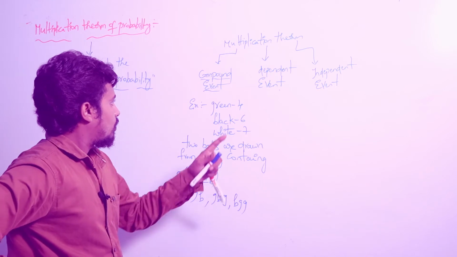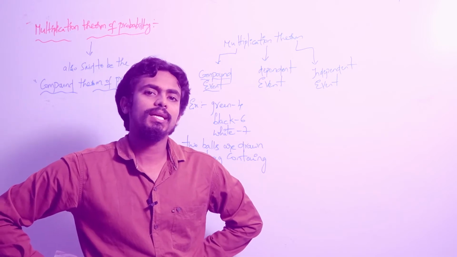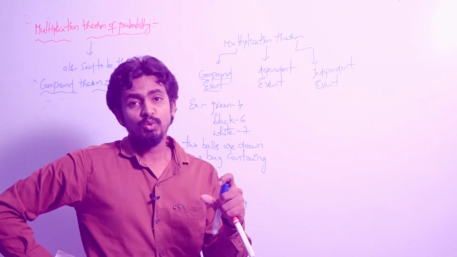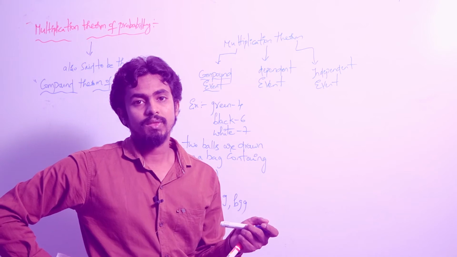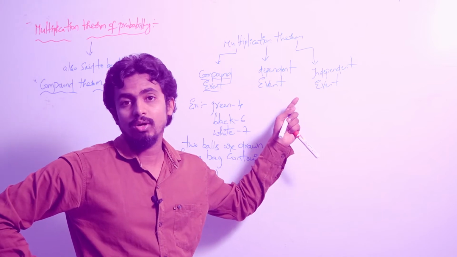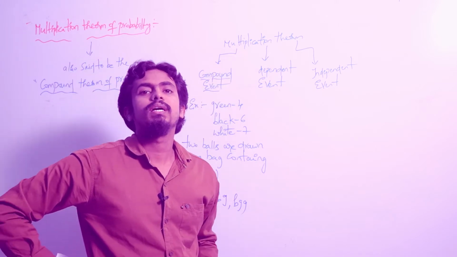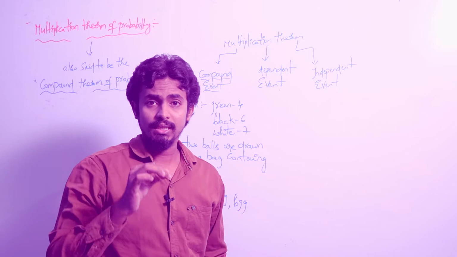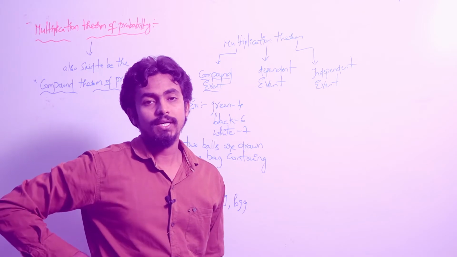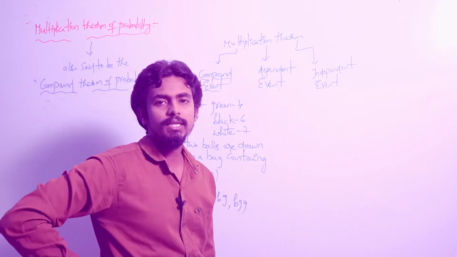Now let's see the dependent event. The dependent event means, if you take from the cards, if you want to take a spade and as well as another card, that is said to be the dependent event. That means in a pack of cards, the spade and the other card are both in the same group of cards. Hence one depends on the other, and it is said to be the dependent event.